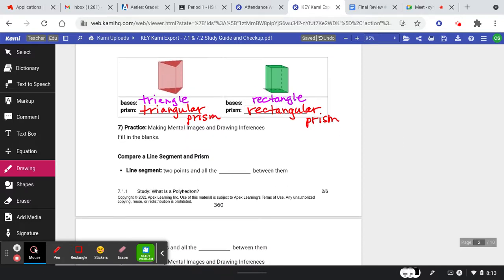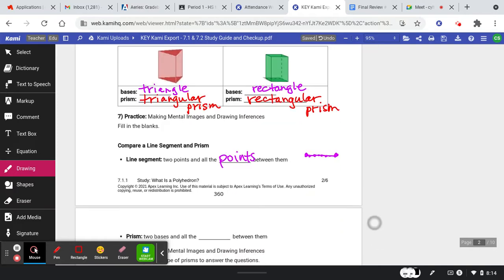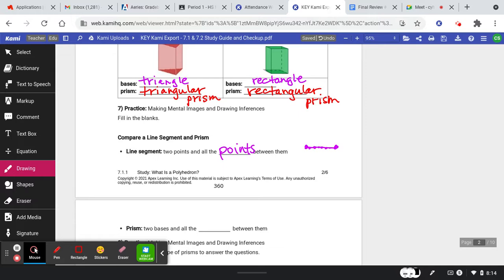Please let me know if I need to go back to a section that you still needed. All right, let's compare a line segment and a prism. A line segment is two points and all the points between them. You know what a line segment is. You can visualize it. And a prism is now two bases and all the points between them. Look up at the pictures above at the rectangular prism and the triangular prism. That's our new concept for the rest of this unit. This is what we're going to be studying, polyhedrons.